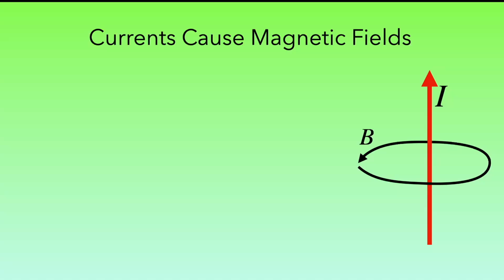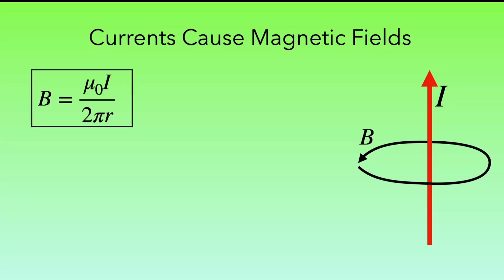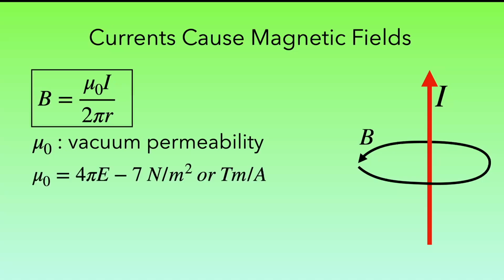When we have a current, in this case, going up, there is a B field around it. I'm not going to draw all the concentric circles, but they get weaker and weaker as you go farther away. So a strong B field right next to the current, weaker and weaker as we go farther away. And the equation that we use for this is mu 0 I over 2 pi r. It's really not too bad, and we're going to show later how this comes about. Mu 0 is a constant called vacuum permeability, which is 4 pi times 10 to the negative 7th Newtons per ampere squared, or Tesla meters per ampere.